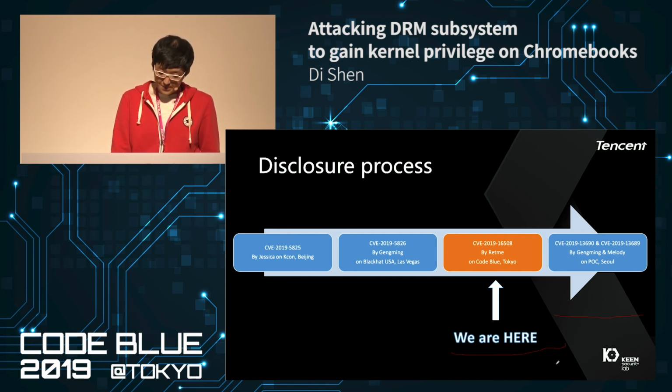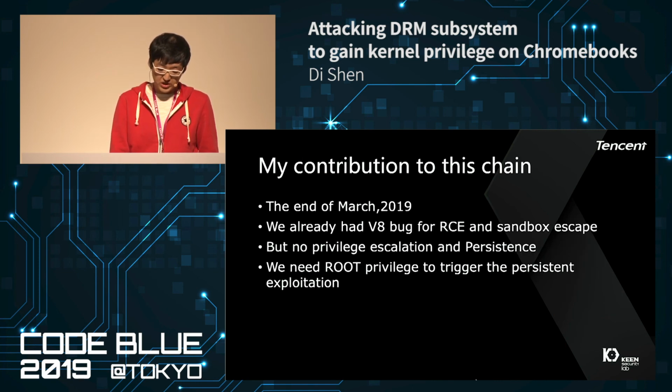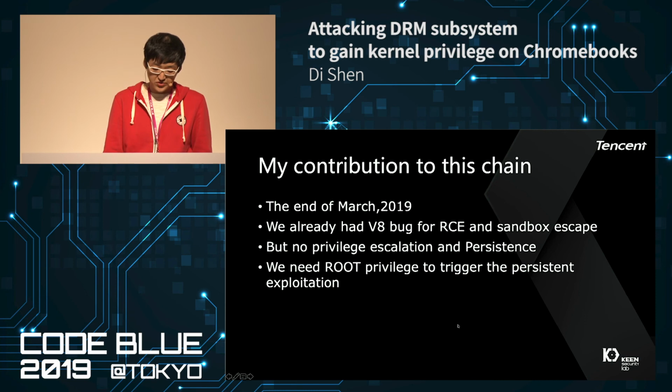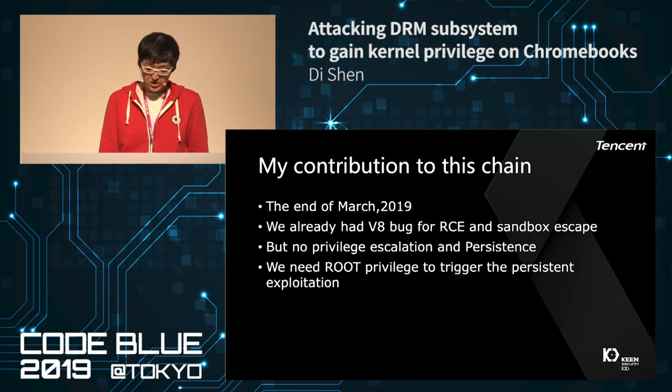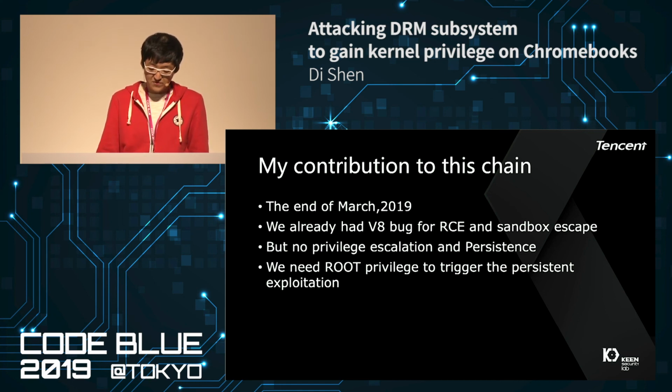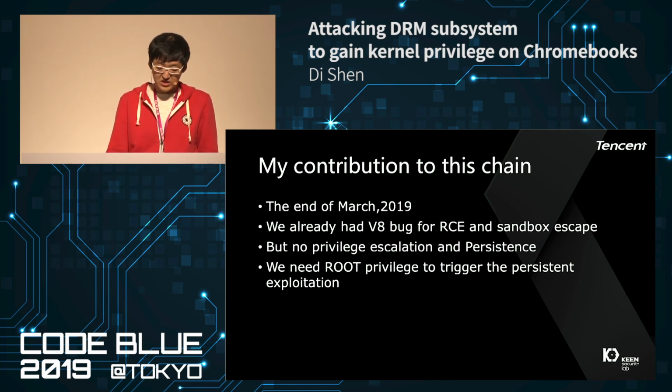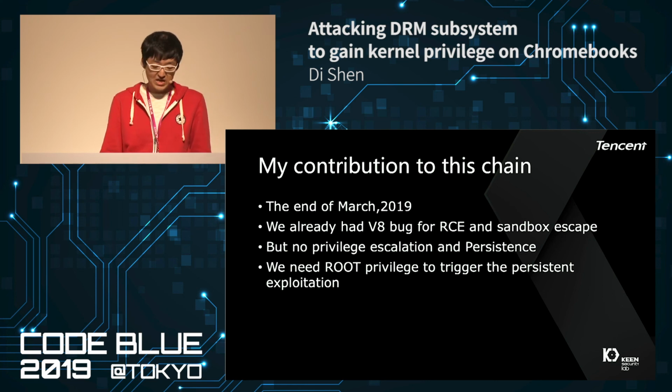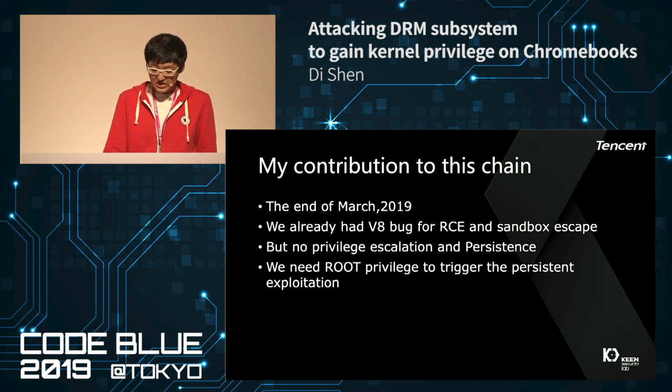And what is my contribution to this chain? I have already said that I contributed the kernel exploit. By the end of March this year, my friend and teammate Gengming asked me if I could find a kernel vulnerability, or make a kernel exploit for Chrome OS. That is because at that time he already had a V8 bug for the RCE and sandbox escape, but he didn't have a privilege escalation and persistence. He believed that he needed root privilege to achieve OS persistence. So he asked me if I could do that, and I said, OK, let's see what I can do.